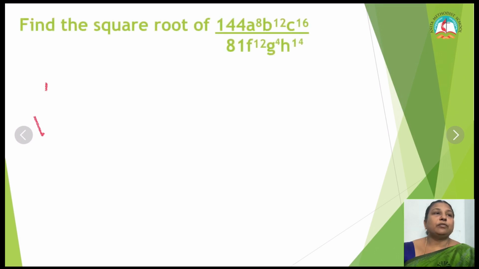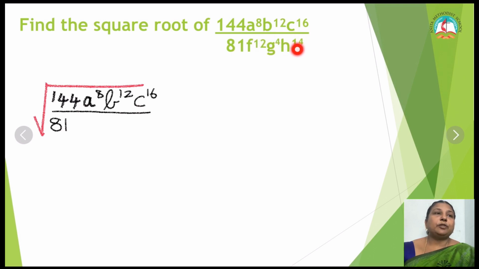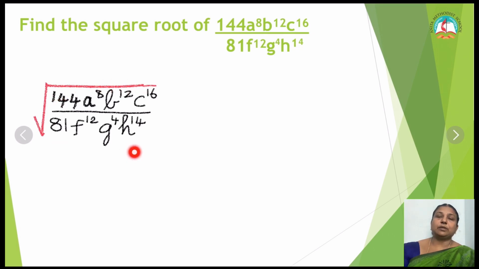Find the square root of 144 a power 8 b power 12 c power 16 divided by 81 f to the power 12 g to the power 4 h to the power 14. You have to write the problem inside the square root, children. Now what is the square root of 144? Yes, it is 12. What is the square root of 81? It's 9. Very good. Children, shall we see how to solve the problem?